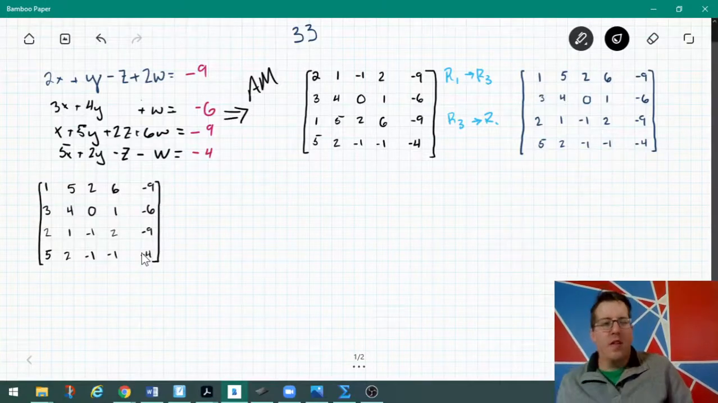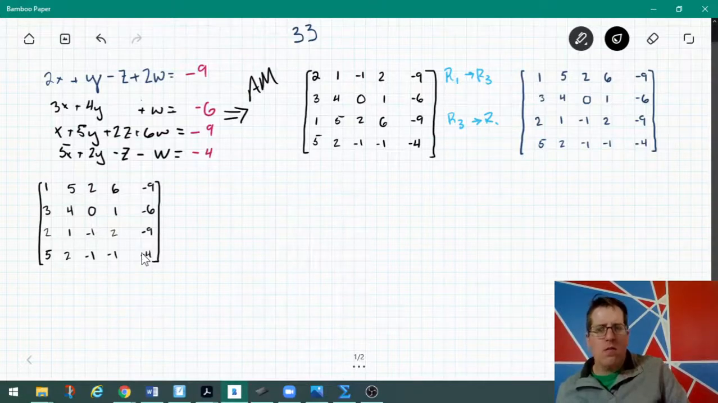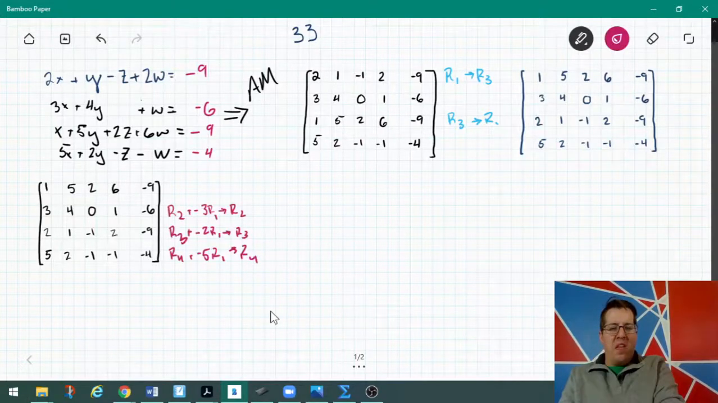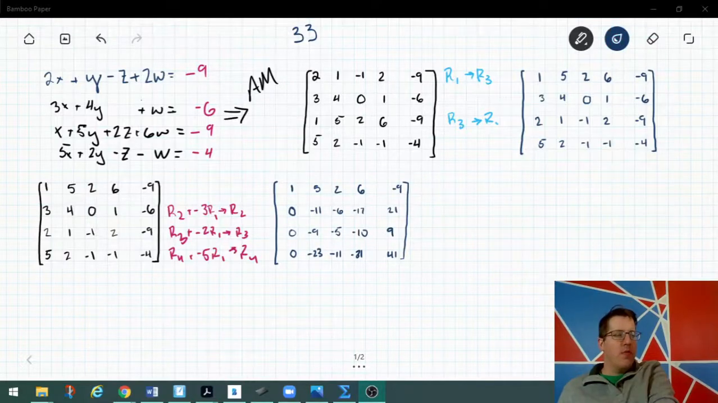Okay. I've rewritten it here so that things are a little bit easier to see. I am going to now eliminate all of the x's. In each of these cases, I'm going to use the top row because there are no common factors between the 3, the 2, and the 5. So it doesn't make sense to use the 4th row to cancel out the 3rd row or what have you. Okay, so here's my result.